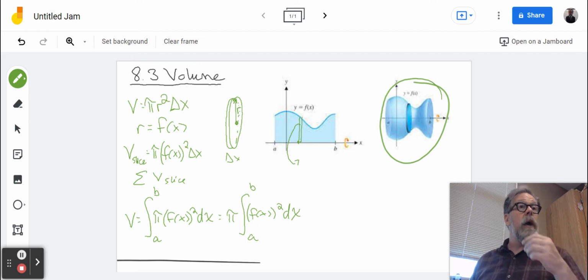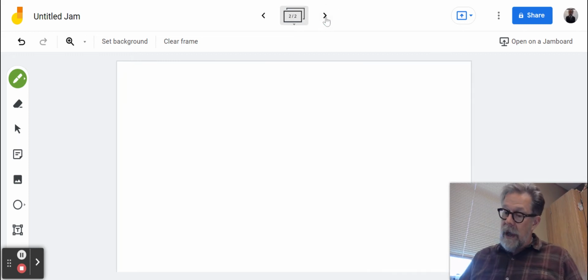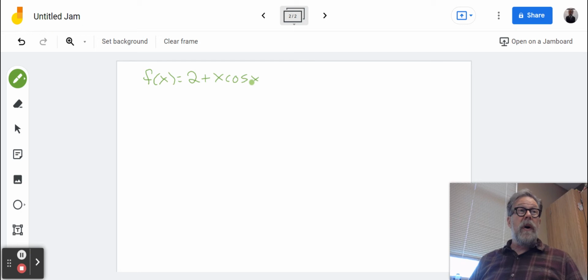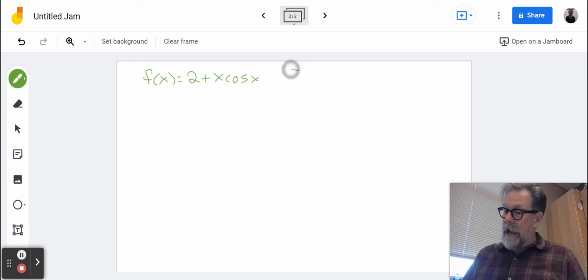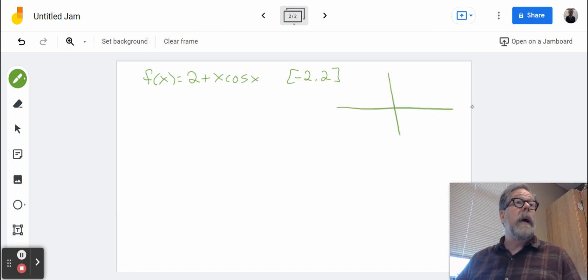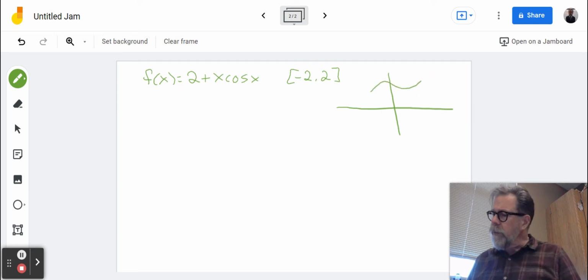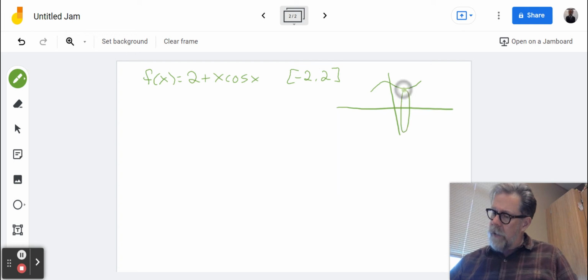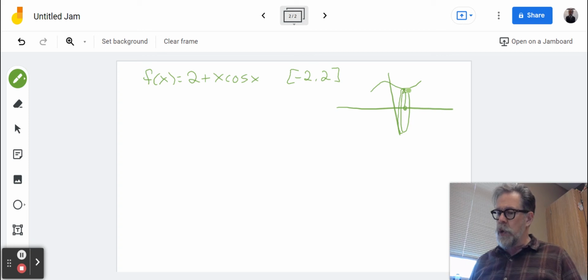So let's do a quick example. Let's look at the function f of x equals 2 plus x cosine of x. And to be honest, it doesn't really matter what it looks like, but let's take a quick look anyway, because in the future, in different kinds of problems, it may end up mattering what they look like. We've got something that looks like that. And when I rotate it, of course, here are my disks with radius 2 plus x cosine of x.